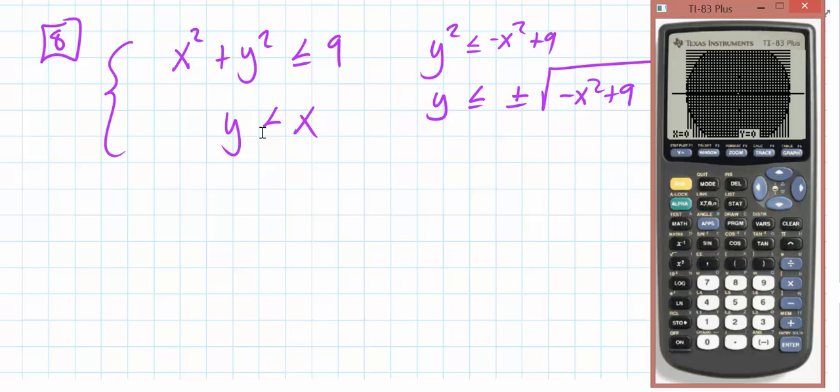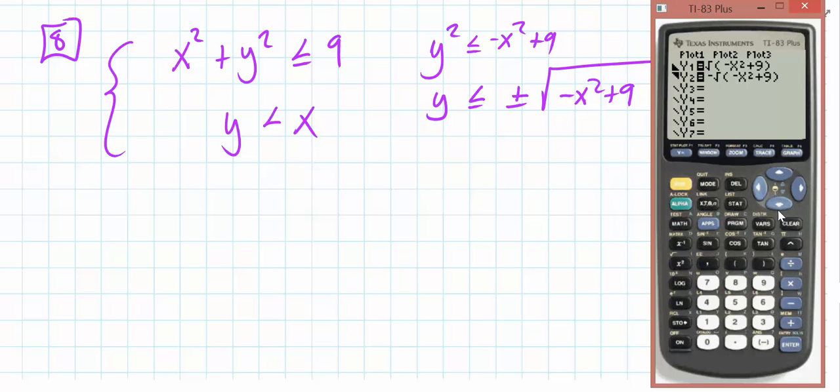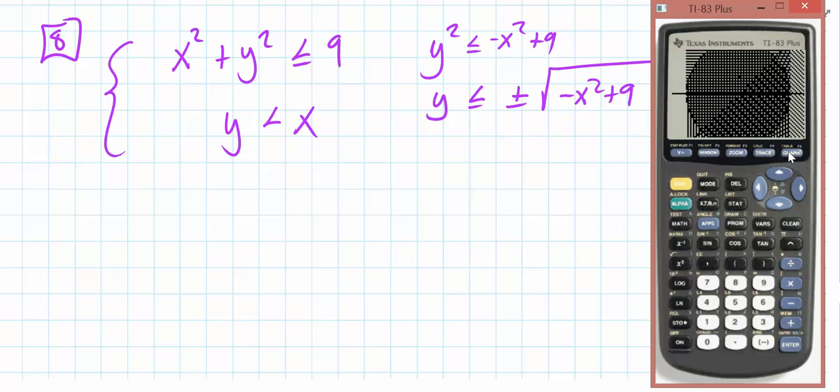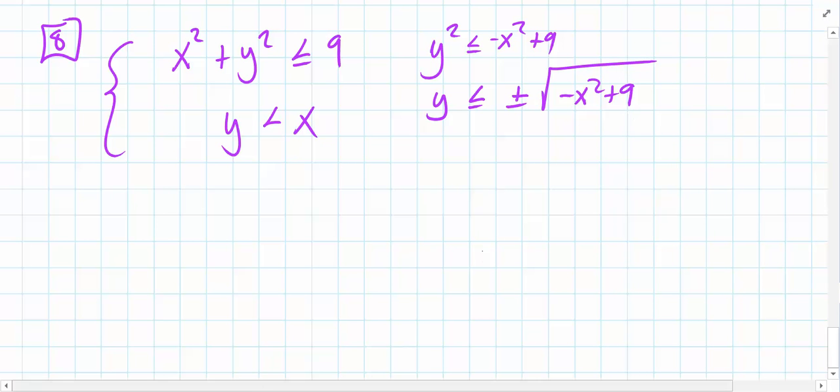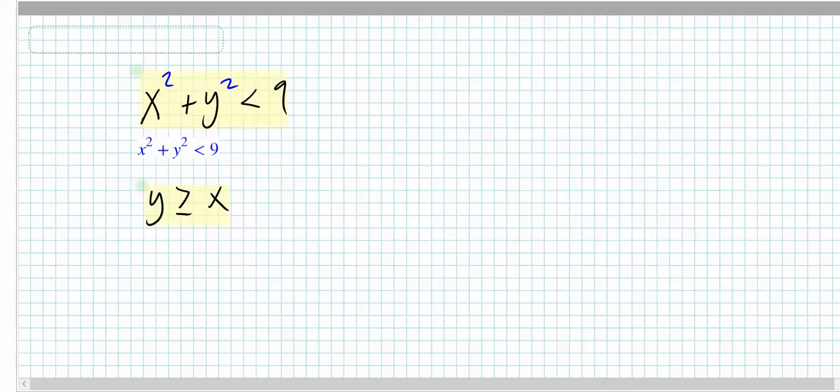But we also have this other one. We want less than x, right? So we'll go back to y equals, and we'll go x, and then lower bound. So there it is. Can you see it? This region right here is the actual region that I'm looking for. Really hard to tell on this calculator, but it's a little bit easier to tell on this. So I'll go ahead and shade it.